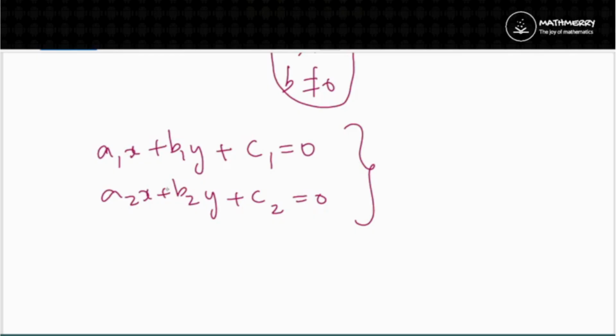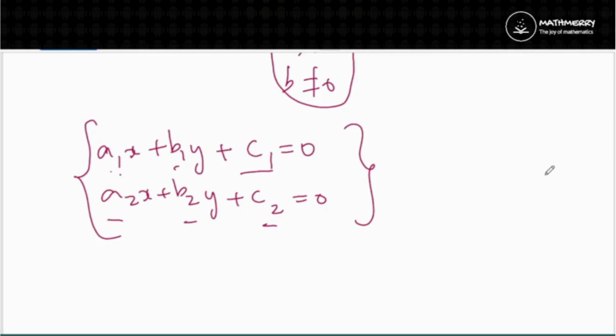Here obviously a1, b1 and c1 are real numbers, and also a1 and b1 are not equal to 0. Here a2, b2 and c2 are real numbers, and also a2 and b2 are not equal to 0. Now, this is our pair of linear equations in two variables. Now, how will we find out the solution for this kind of equations?